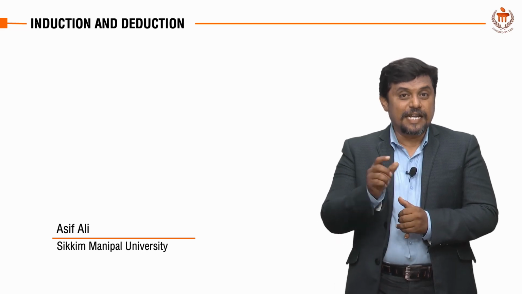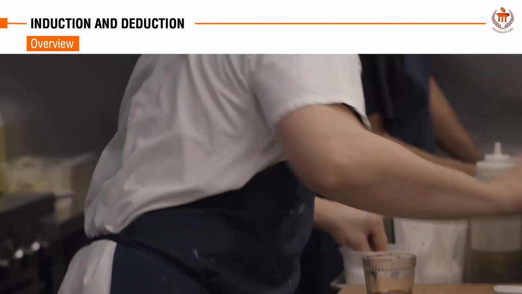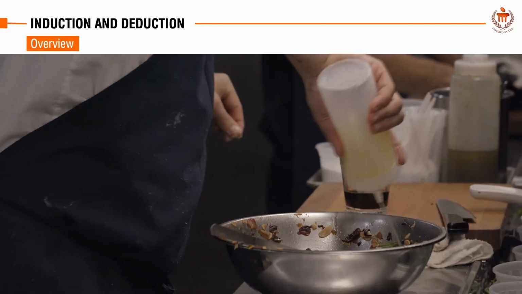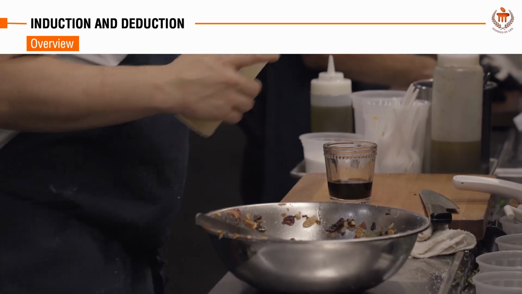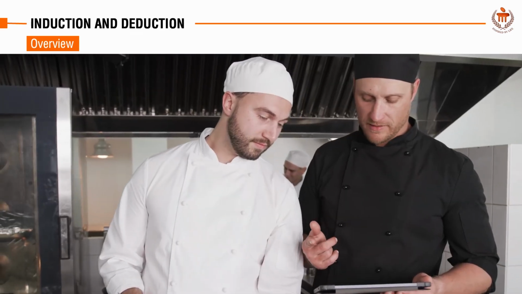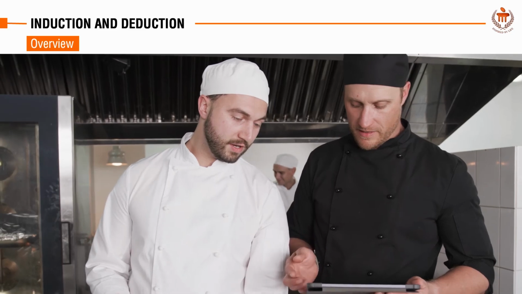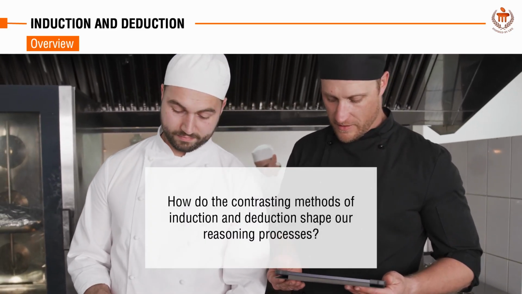Let us discuss induction and deduction methods in this session. Now imagine a chef tries different ingredients or combinations and observes which flavor works best together. Another chef follows a traditional recipe based on the established cooking principles. So how do the contrasting methods of induction and deduction shape our reasoning processes?